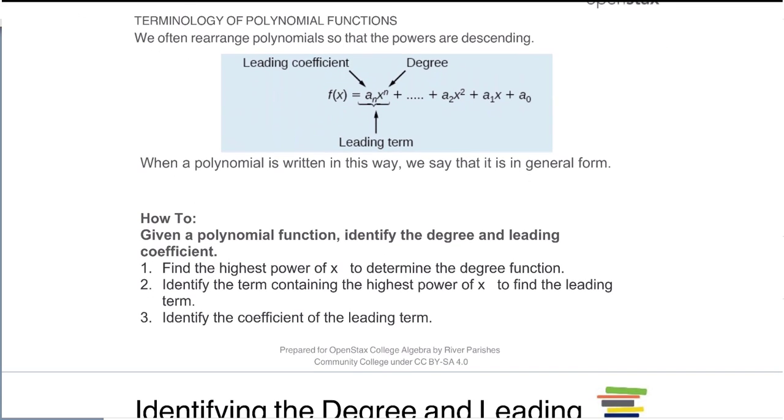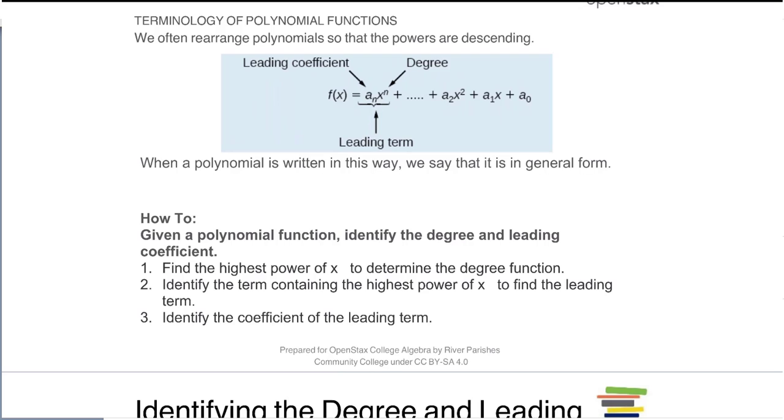So we often rearrange polynomials so that the powers are in descending order. We call those powers degree. So whatever that highest power is, that is the degree of the polynomial. If the highest degree is 2, like for a quadratic, that would be the degree of 2. If we had a cube, the degree would be 3. Whatever the highest one is.